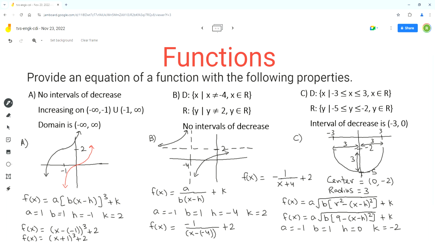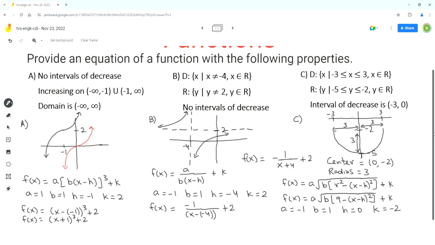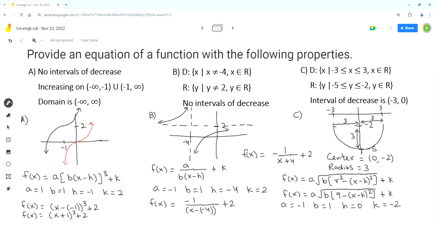Now we can sub in these values in the general equation. B is 1, so we can ignore it. H is 0, so we just get x squared. So this can be the equation of the function in part C. So these are the steps you have to keep in mind to solve a problem like this one.